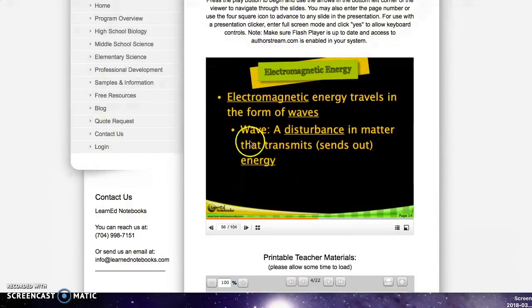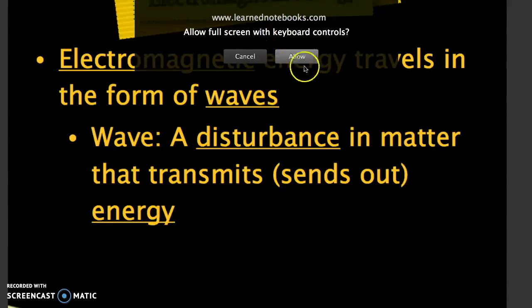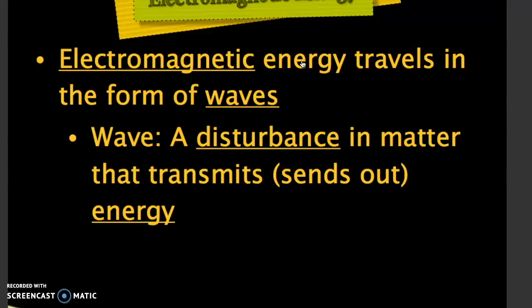Okay, so we're going to get started. So we should be on page 14 of our notebooks. So we're starting off with electromagnetic energy, and that is energy that travels in the form of waves. We've spent our last unit talking about two different types of waves. Electromagnetic energy is going to travel as one of these types of waves, and this is going to be the first question that we have.